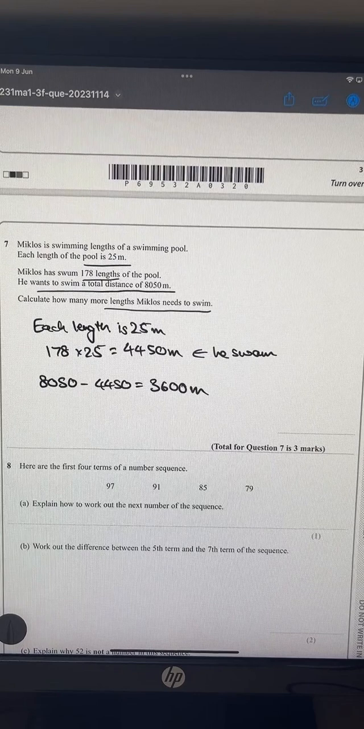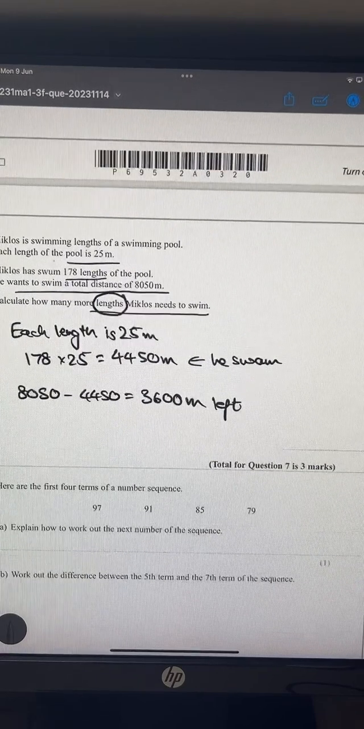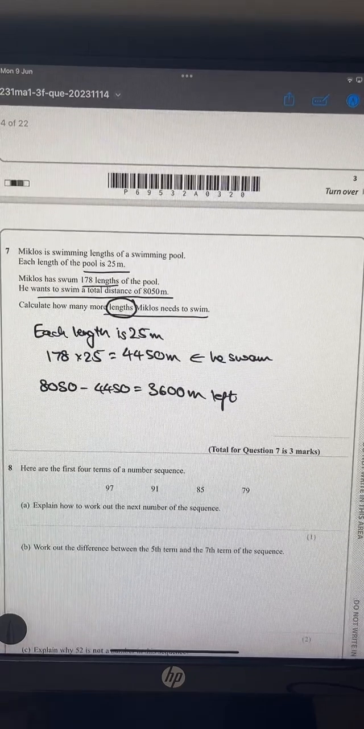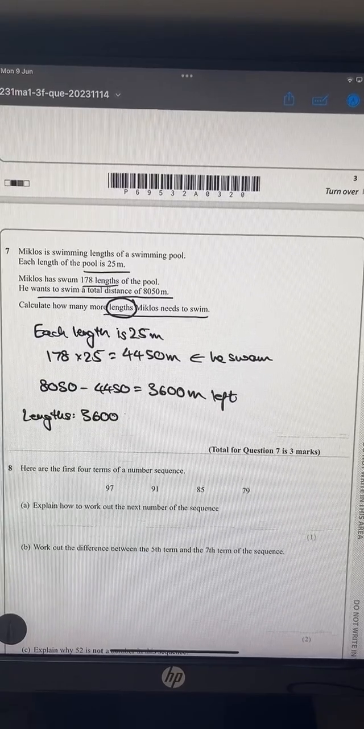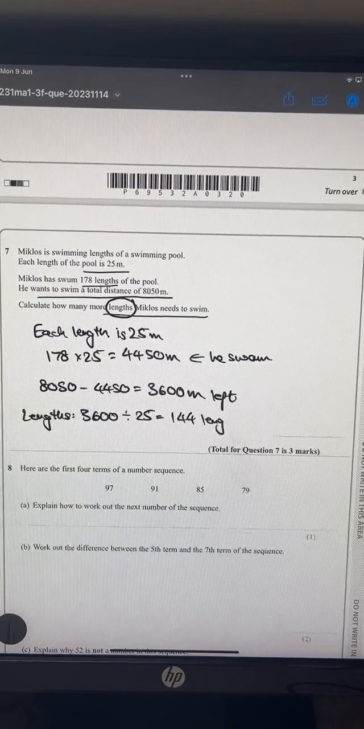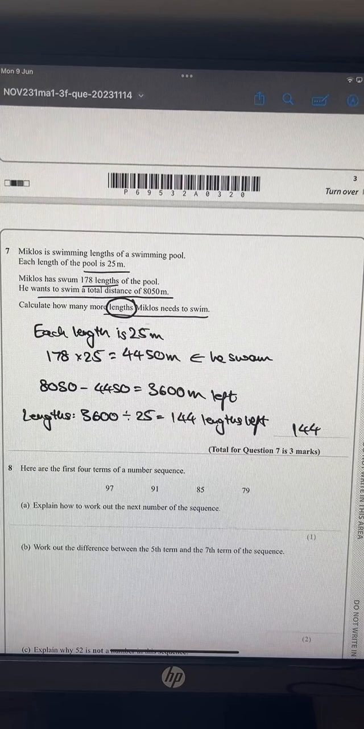Do not put that as your answer, okay? Because the question says how many more lengths, okay? This is why underlining and circling is so important. So if he has this many meters left, one length is 25 meters. So to figure out how many lengths, lengths is 3,600 divided by 25. Put that in my calculator, I get 144 lengths left. And that is how you do that question. So for this one, the trick is, remember to divide at the end to find the number of lengths, not the number of meters, all right? So that's how you do it.